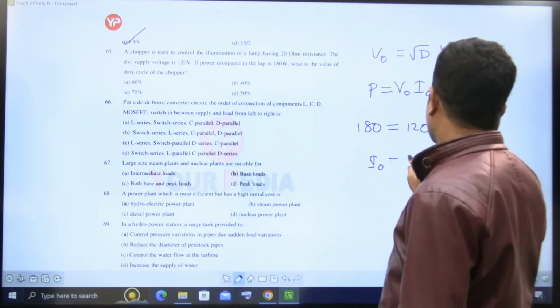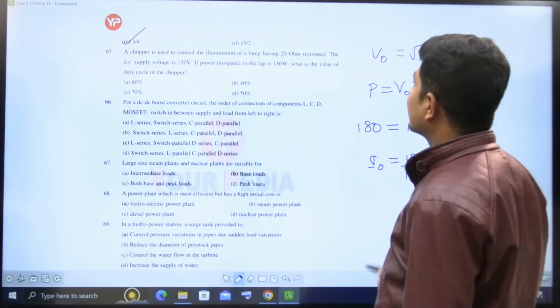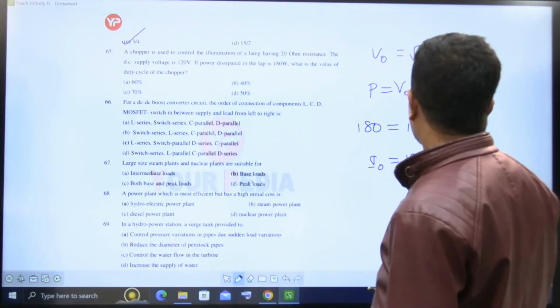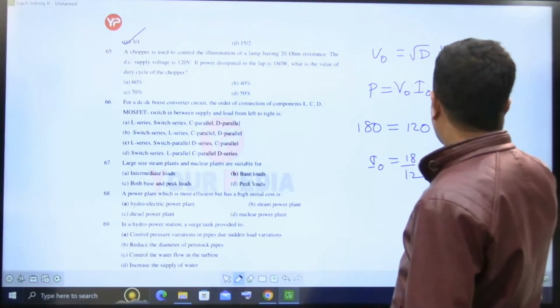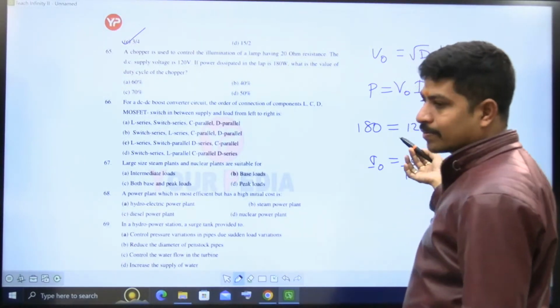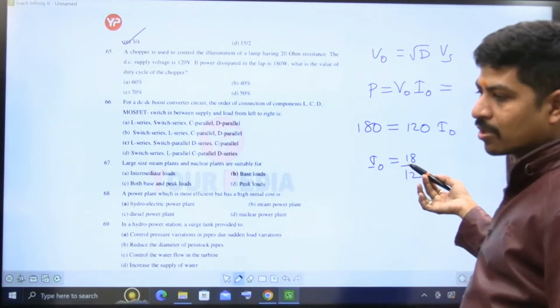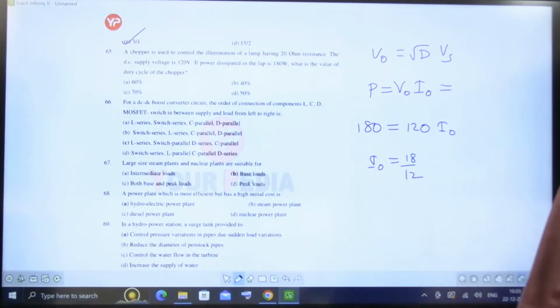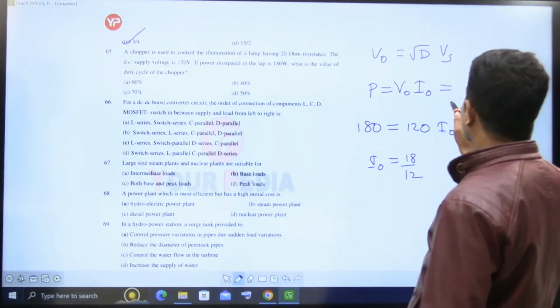How much is I naught? It is 18 by 12. Yes, 18 by 12. Right? So it also can be written as V naught square by R. Yes, it also can be written as V naught square by R. Check it, calculate it. How much are you going to get? 18 by 12. You can get the current this way.